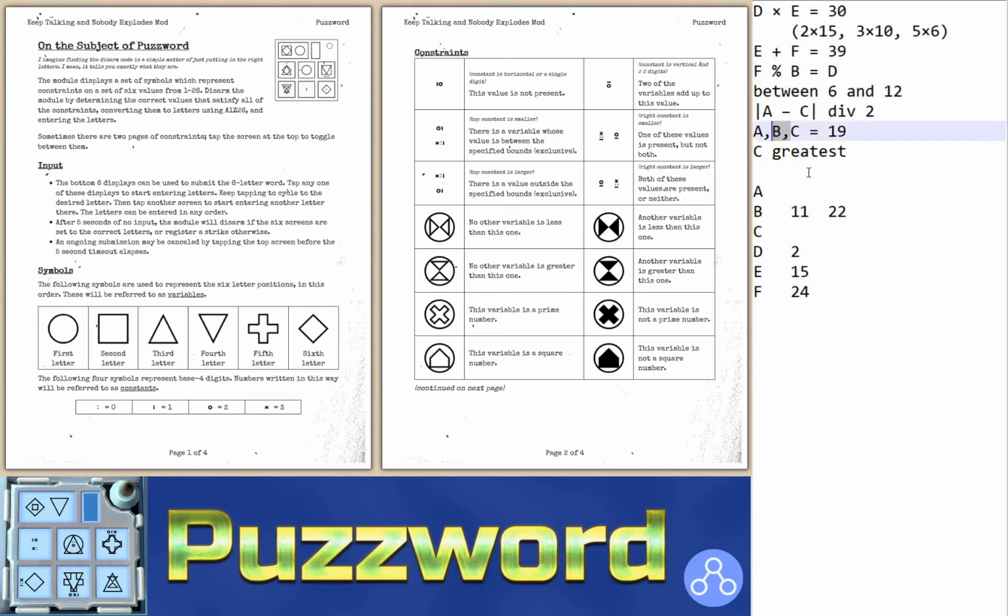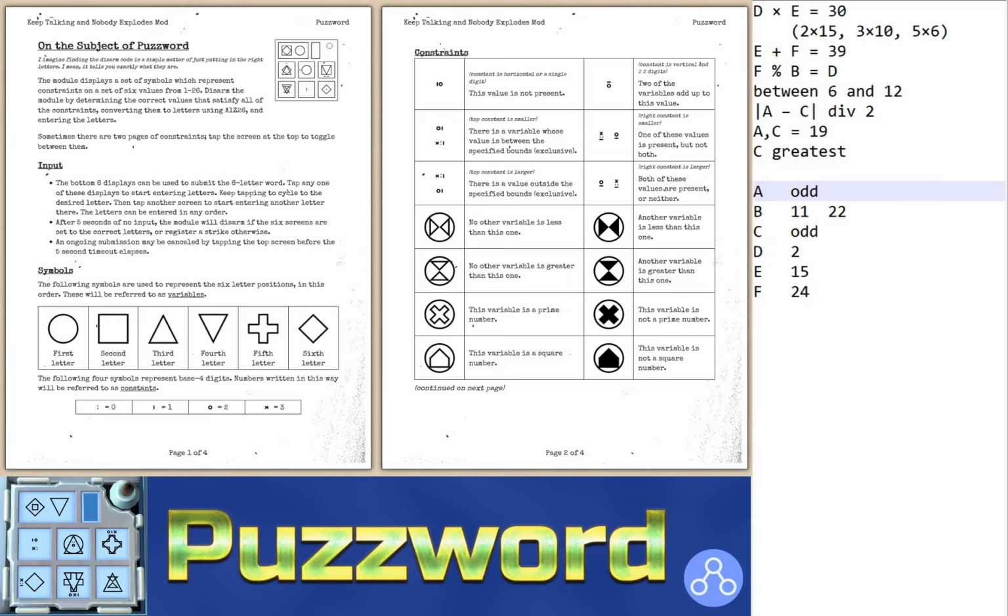Well, bravo is definitely not 19 now, so we can remove that. So that leaves only two possibilities for the 19, and we know that the difference between alpha and Charlie is even. So now we know that both of these values are odd. I don't know if that helps us very much. Yeah, that might not help actually. We do need a value between 6 and 12. Well, 11 would be between 6 and 12. But none of the values that we've had so far are between 6 and 12.